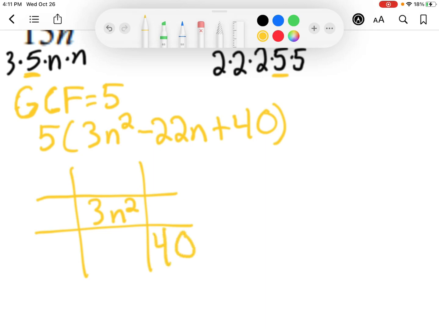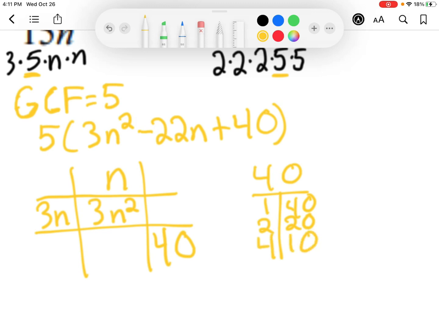So in standard form, our first term goes in our first box, and our c, or our last term, goes in the last box. 3 is pretty simple, so I can just put 3 in either of the boxes, but the n I am going to break up. I can break down 40 into its factors. So I'm looking for something that's going to give me negative 22 when I combine them.